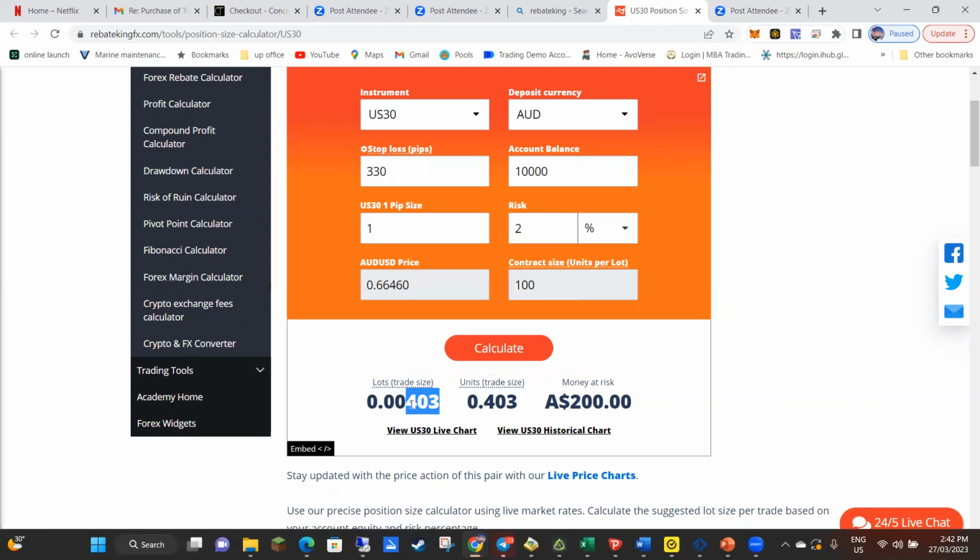We're going to have to multiply this. The lot size it's telling us to use to incur a 2% risk is 0.00403. But we can't do that because you can't go that small on the lot size. The best we can do is 0.01. I'm just using a calculator on my phone here. And if we, just give me 2 seconds.